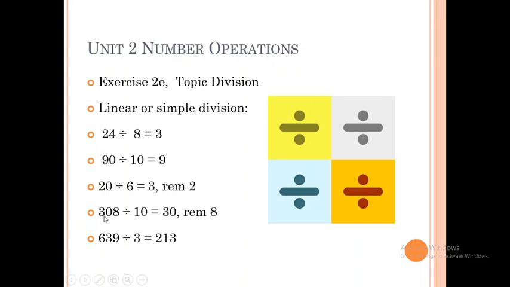This one, 308 divided by 10. You know the rule of how to divide a number by 10. In the previous video lesson, you have solved such type of question, and you know that the number at the unit place is the remainder and the remaining numbers are the quotient. So 30 is the quotient of this question and this 8 is the remainder.